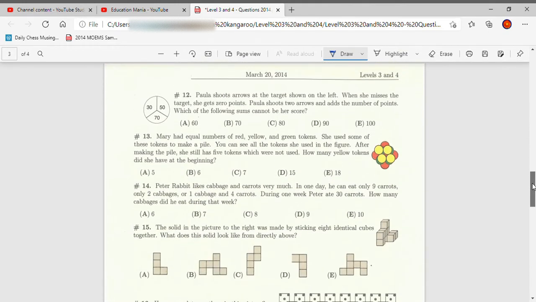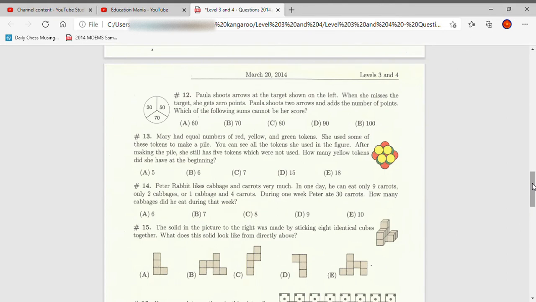Number 12. Paula shoots arrows at the target shown on the left. When she misses the target, she gets 0 points. Paula shoots 2 arrows and adds the total number of points. Which of the following sums cannot be her score? So, we're going to start with 100. So 100 can be made in 2 arrows by doing 50 plus 50.